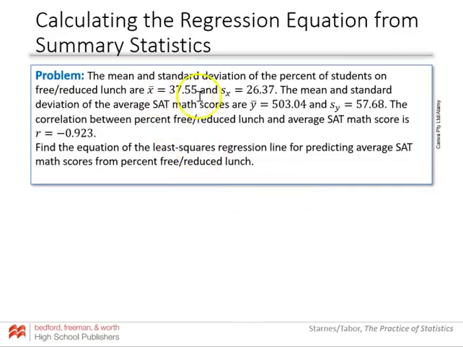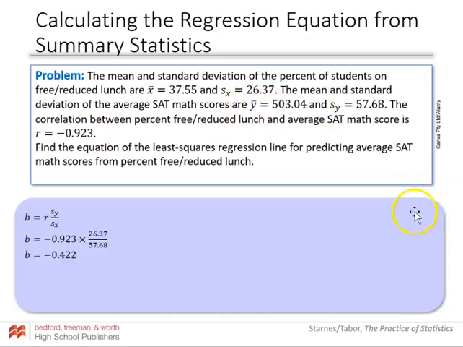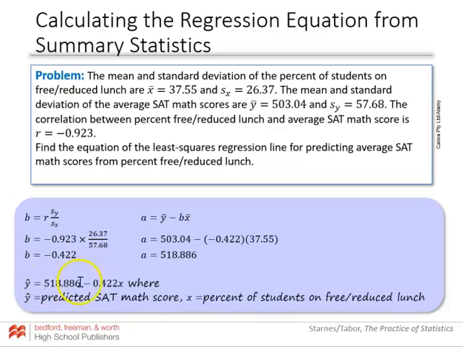They tell you x bar is this, sx is that, they give you y bar and sy, and then they give you the r. So basically at that point, we're just plugging in numbers. Here's my equation for slope. I plug in the given values, and I get a slope of negative 0.422. Then I take that slope value and plug it into my equation for a, which gives me the y-intercept. The last step is to write that equation in the format that we learned earlier, y hat equals a plus or minus bx, plugging in the a and b that we found.